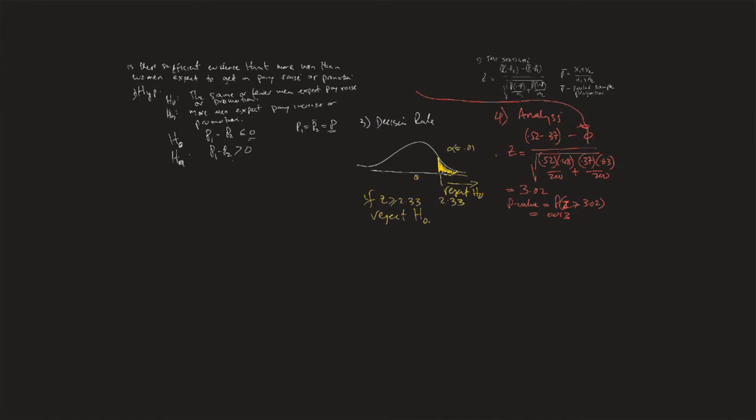Step 5, decision and conclusion. We could say since 3.02 is greater than 2.33, we will reject the null hypothesis. All right? What's our conclusion? We could also look at the p-value. The p-value is 0.0013, which is less than 0.01. So what's our conclusion?